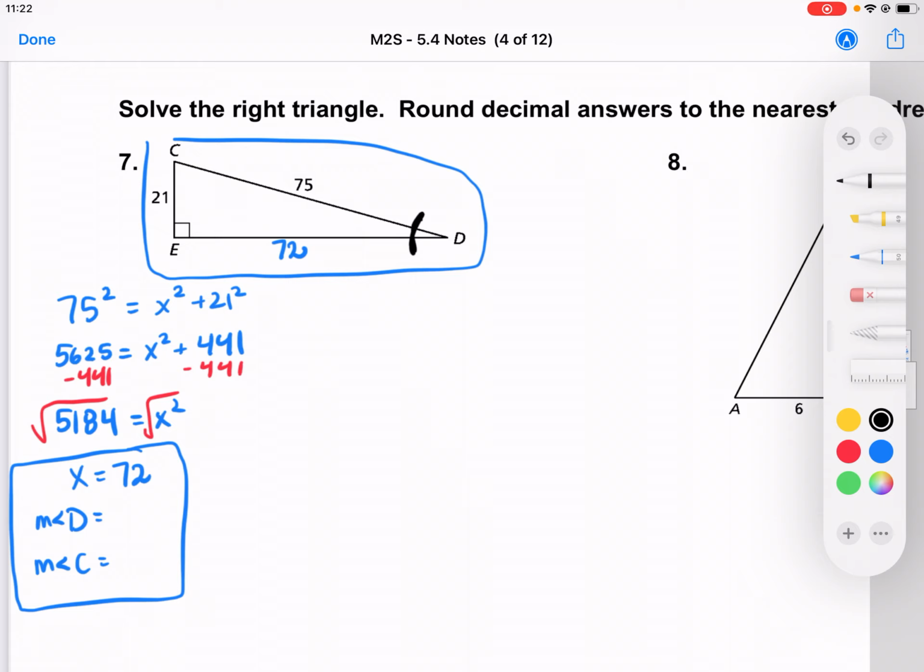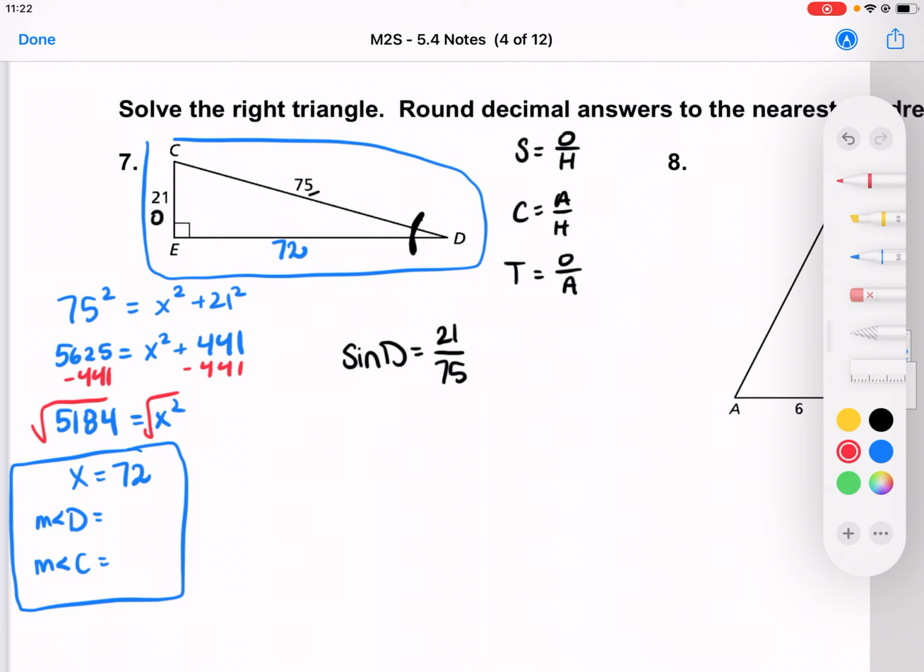Now because I have all three sides, I am going to go ahead and just choose one of the trig ratios, so either sine, cosine, or tangent. Just writing all those down to remind us. So choose whichever one you want. So let's pretend I chose sine. So I'm going to do sine of D. So the opposite side would be 21, and the hypotenuse would be 75.